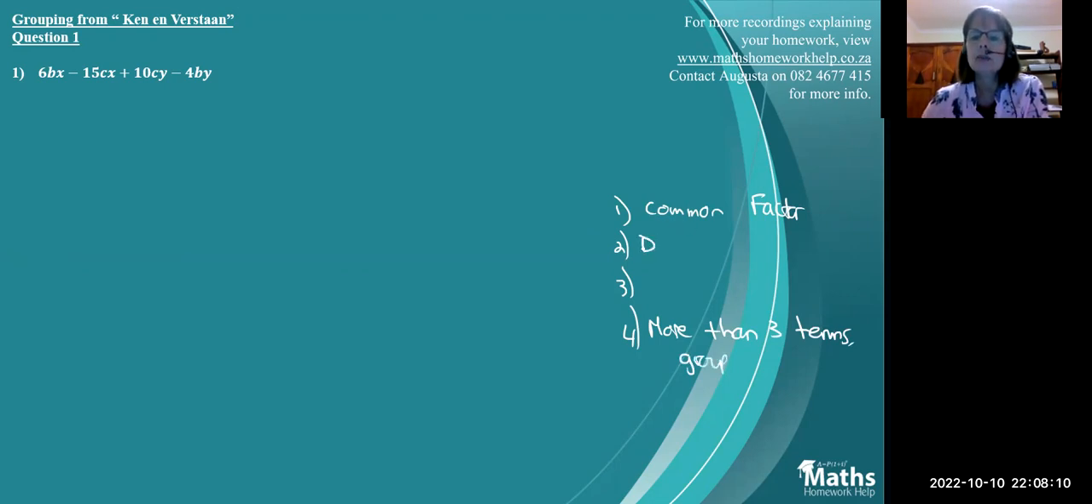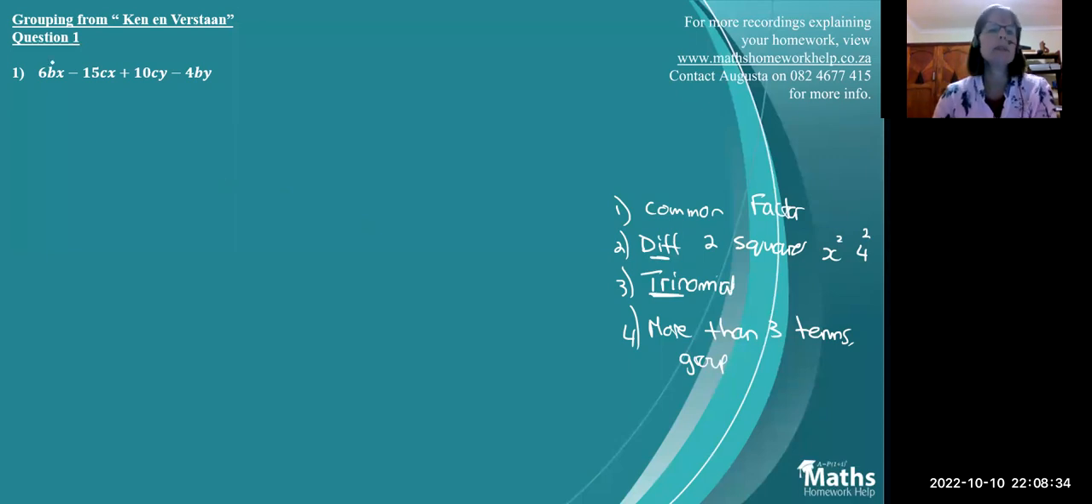Under number 2, you always have to look for the difference between 2 squares, where difference is minus and a square is like x to the power of 2 or 4 to the power of 2. Number 3 is a trinomial, and tri means 3, so that's when you see 3 terms. Now, if you look at the first one here, what I suggest you do is write it down and try by yourself.